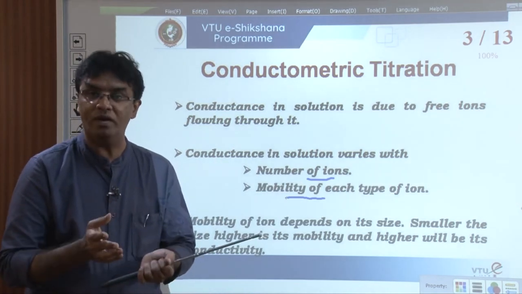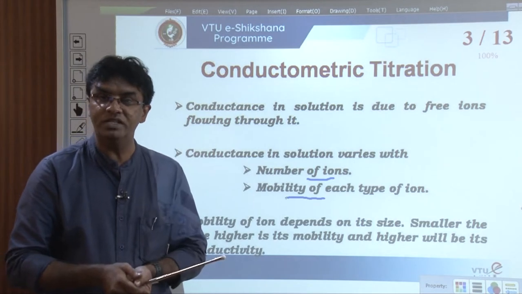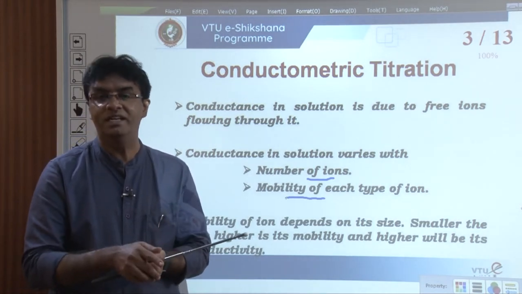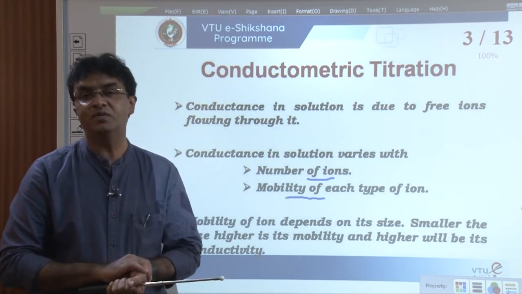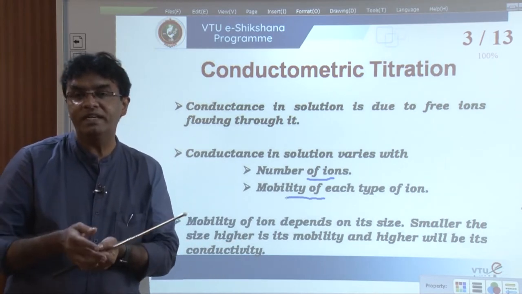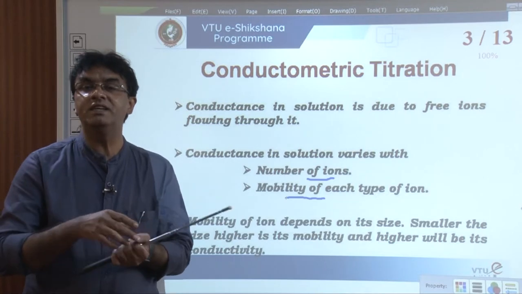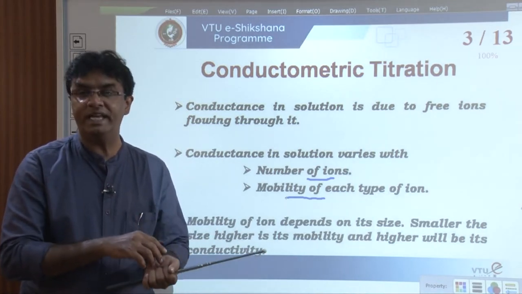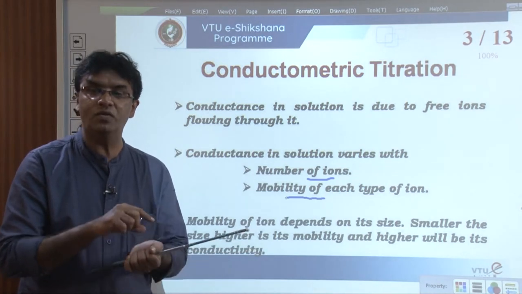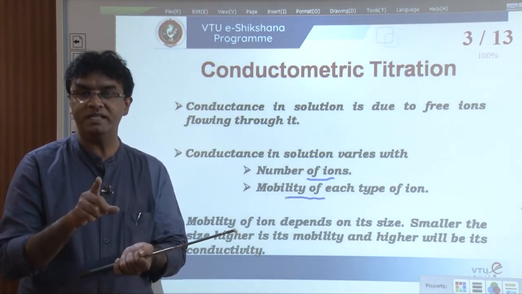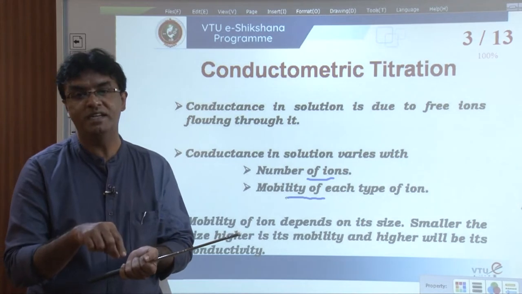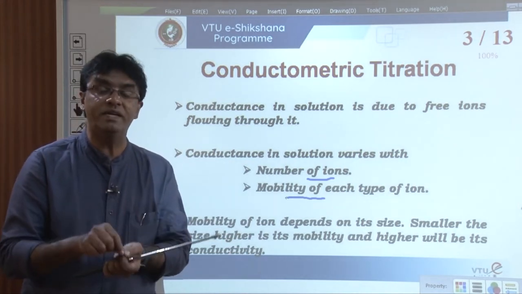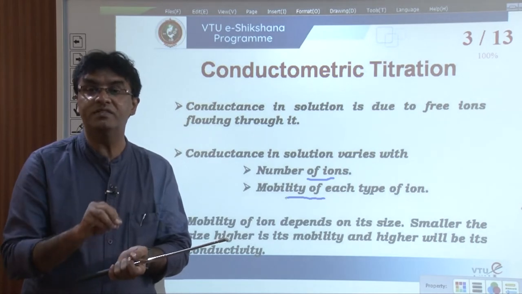So overall, conductometric titration is the one where we find out the end point of a titration by observing the change in specific conductance during the course of titration. Specific conductance is the conductance of unit volume of the electrolytic solution, and the specific conductance K is given by K is equal to L by A into 1 by R, where R is the resistance and L by A is the cell constant.